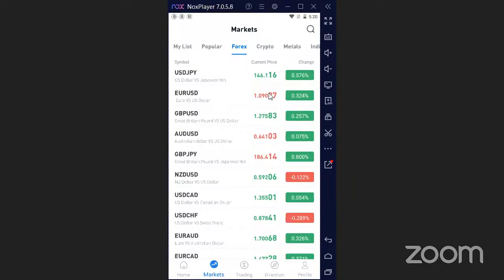This is all I've explained here: the fourth digit after the decimal place. The exception is JPY. Wherever you see JPY, the decimal point is always different. Take a look at this example now.